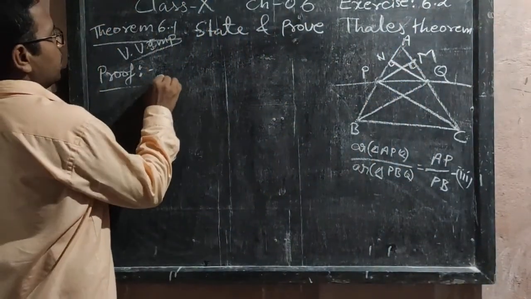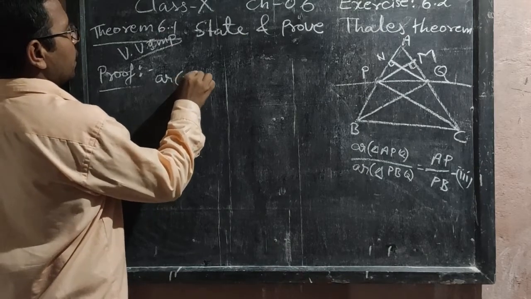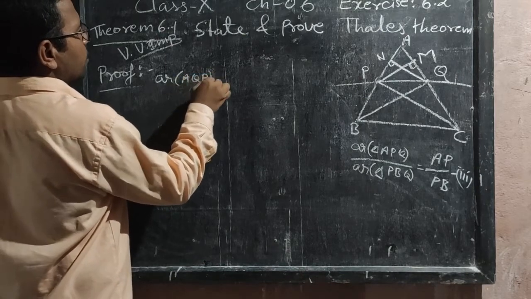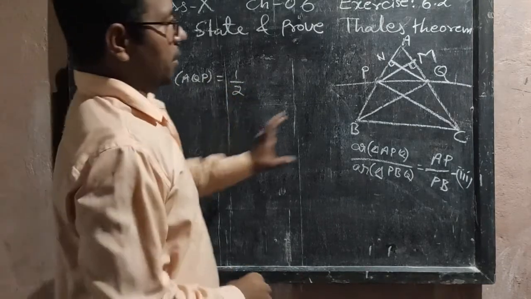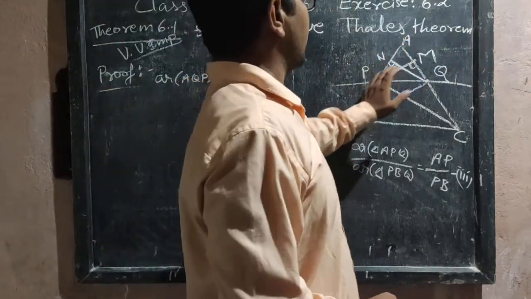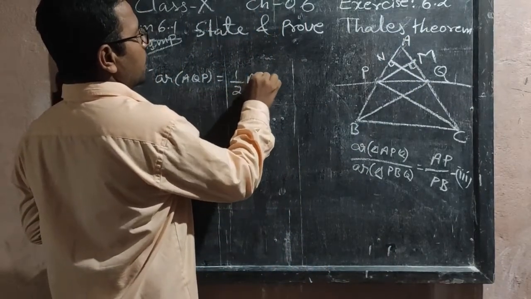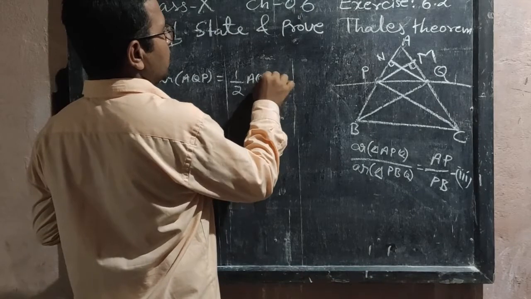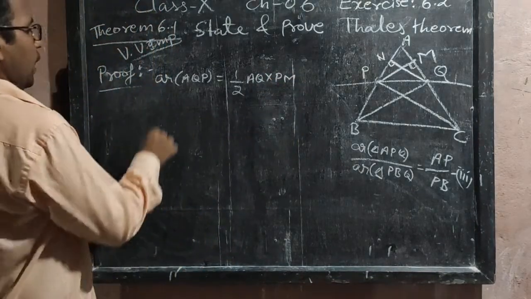Again we will take the area of triangle AQP. Area of triangle AQP is equal to how much? 1/2 base into height. Which one is the base? AQ is the base and PM is the height. So 1/2 AQ into PM. You have got this much.